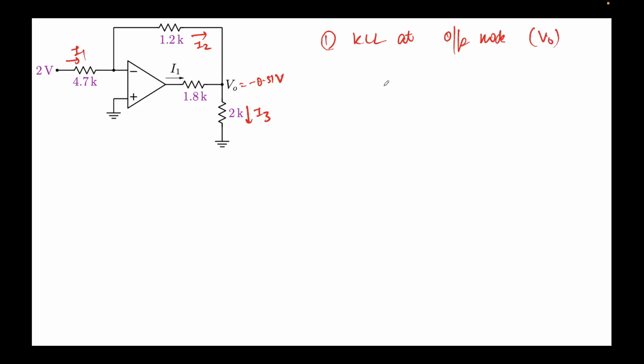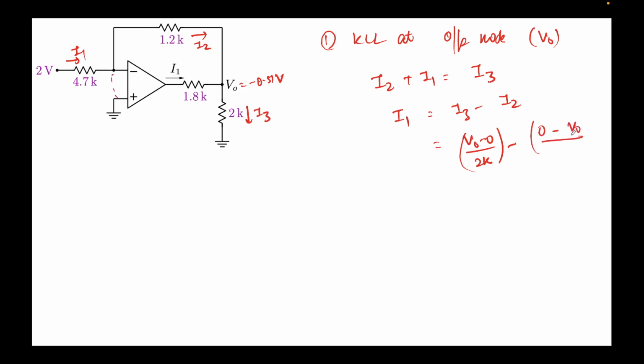So let's do that. The incoming current would be I2, the other incoming current is I1, and the outgoing current is I3, right? So we are required to find the value of I1. So I1 would be simply I3 minus I2. The expression for I3 would be V naught minus 0 over 2k, minus the expression for I2. I2 would be, this was 0, remember, virtual short, so I2 would be 0 minus V naught over 1.2k. So this will be V naught over 2k plus V naught over 1.2k.